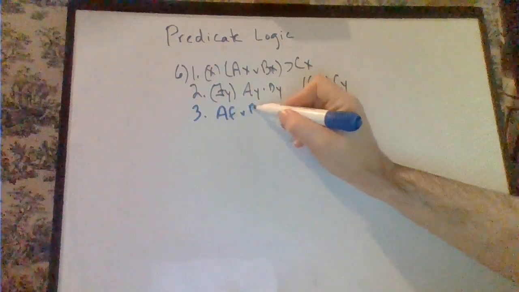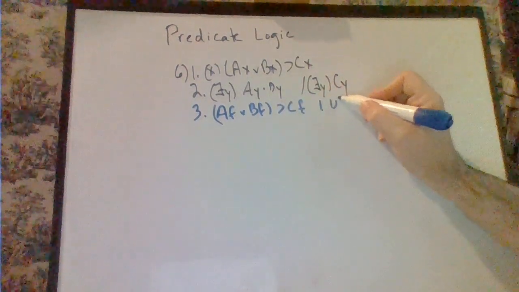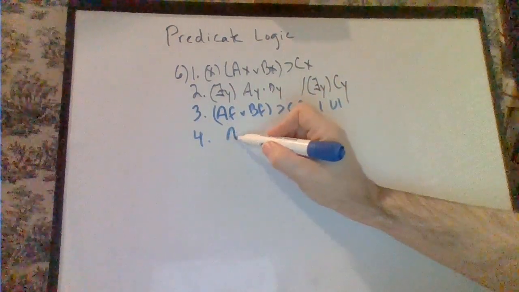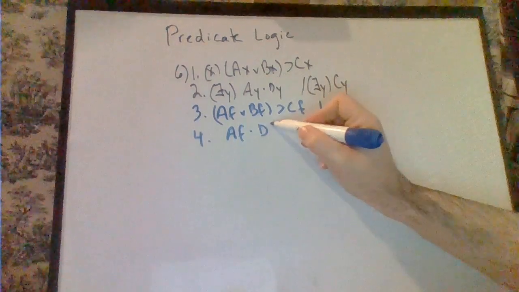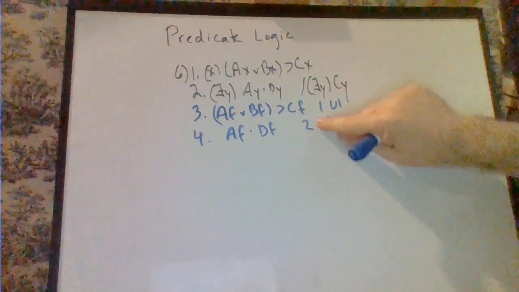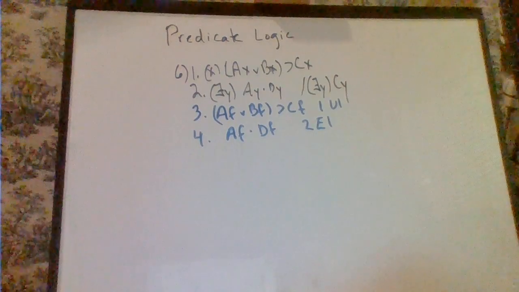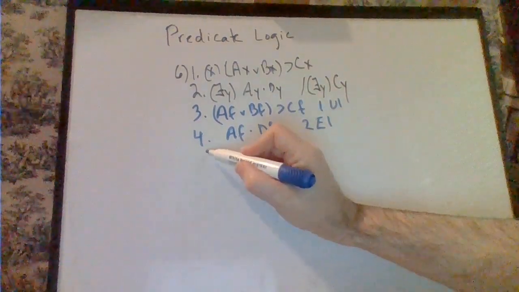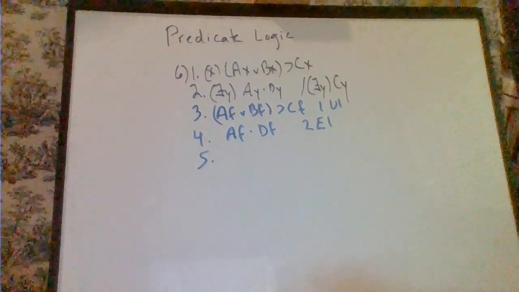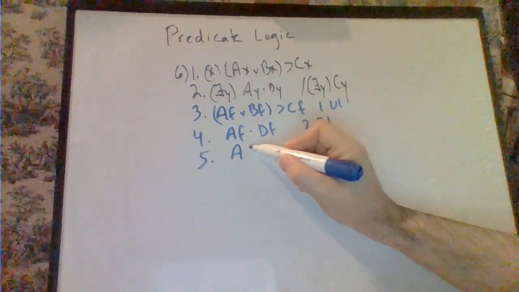So Af or Bf, then Cf from line 1, universal instantiation. And then we'll do the same thing down here on line 2. We'll have Af and Df from line 2, universal, no, this was an existential, yeah. Existential instantiation, because it has the backwards E. Now from there, once you've got it in this form, it's just a simple matter of solving it like you would anything in propositional logic. So line 4, Af and Df, I'm going to simplify that to Af.